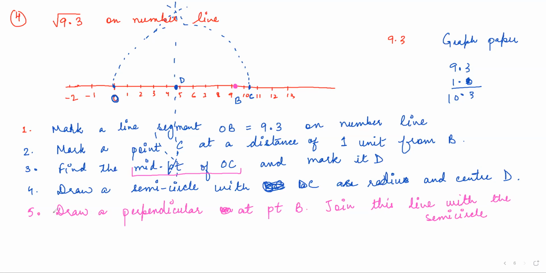So draw a perpendicular. I'm not telling you how to draw a 90-degree angle. I suppose you all know. So you will construct a 90-degree line here, and then with the help of a scale, you will join this line with the semicircle. Is that okay? Mark this point E. Mark it E right here. So this much we have done.